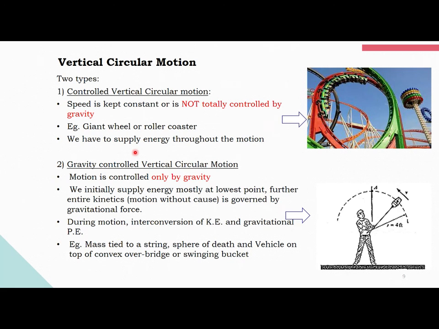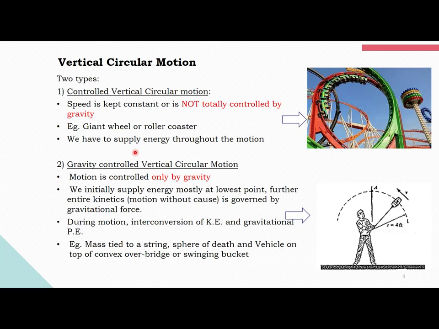Here we will discuss a special type of motion known as vertical circular motion. This kind of motion has two types. Number one, controlled vertical circular motion. In this type, speed is kept constant or is not totally controlled by gravity. For example, a giant wheel or roller coaster.